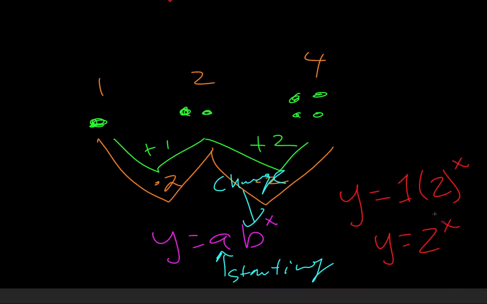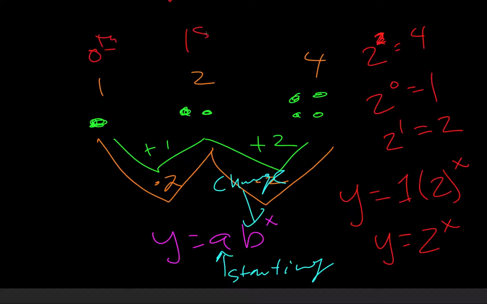So if we plug in a 0, we get 2 to the 0, which equals 1. Then we plug in a 1, 2 to the 1 equals 2, and plug in a 3, or sorry, a 2. 2 to the 2 equals 4. So that means that this really is the 0 step. This is the first step. This is the second step. So as long as we keep that part straight, these formulas will work out.